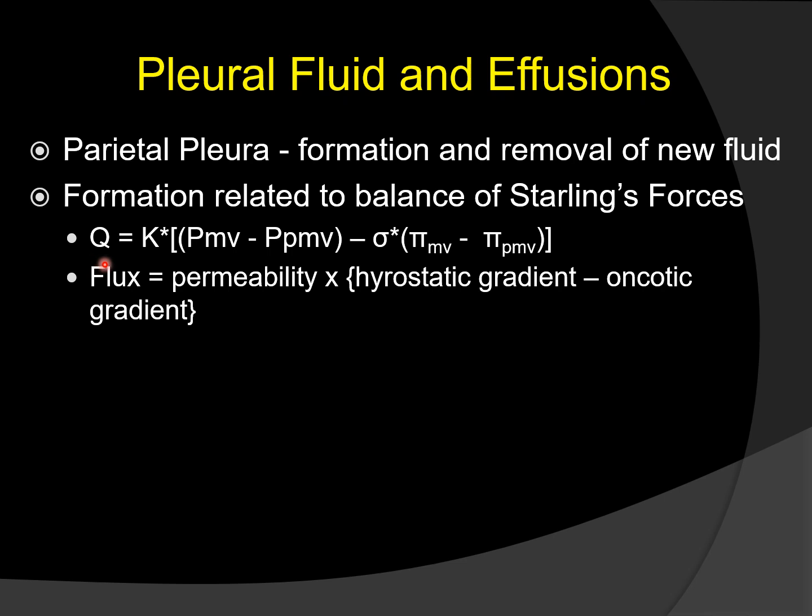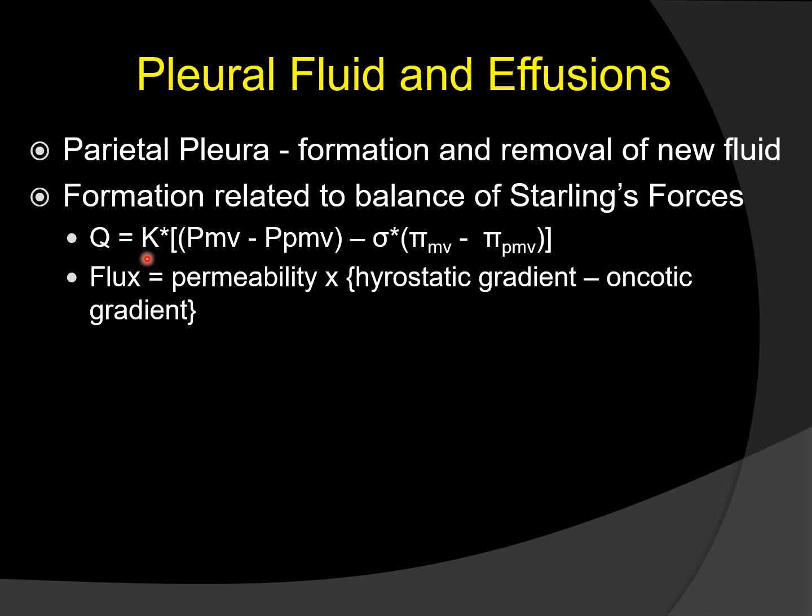Flux, or Q, is the product of the permeability times the pressure gradient across the pleural surface minus the oncotic gradient. So what we're trying to say is the higher the microvascular pressure relative to the perimicrovascular pressure, the more fluid is pushed into the pleural space. That's flow or flux.